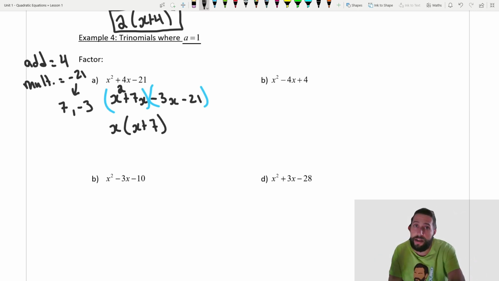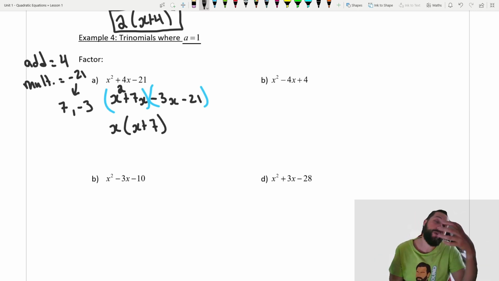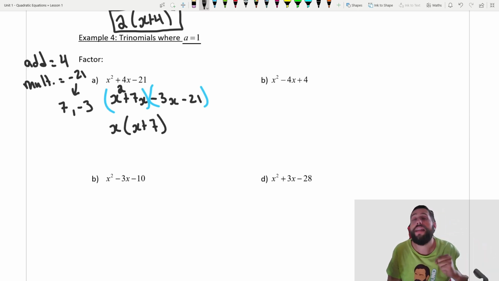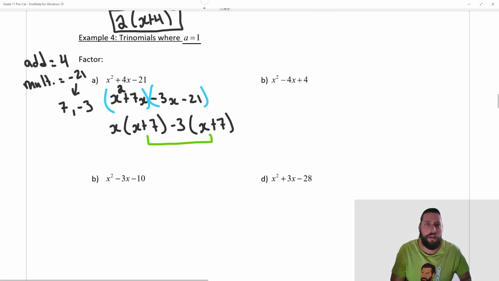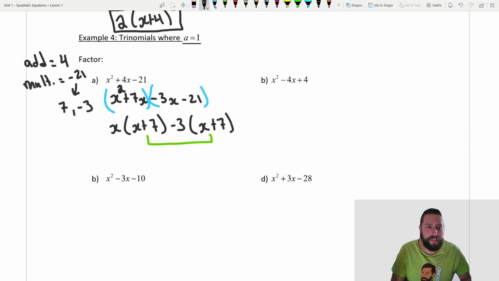Looking at the second bracket, negative 3x minus 21, what's the greatest common factor in that case? It's negative 3. So we factor out negative 3, and what's left is x plus 7, because negative 21 divided by negative 3 gives us positive 7. Negative divided by negative gives you a positive. This is what we want. We want these two to be the same, because now we can rewrite it as x minus 3 and then x plus 7.